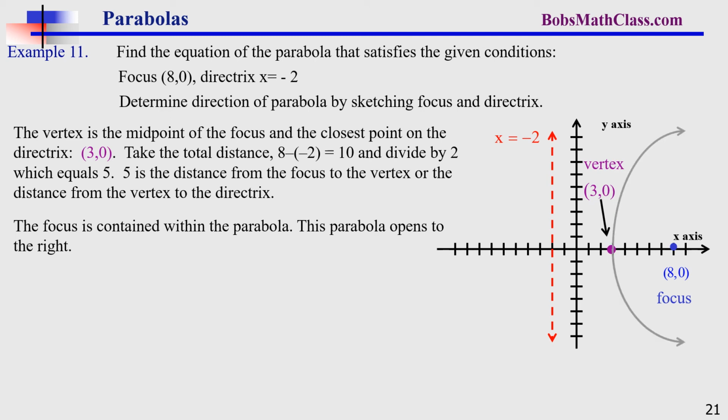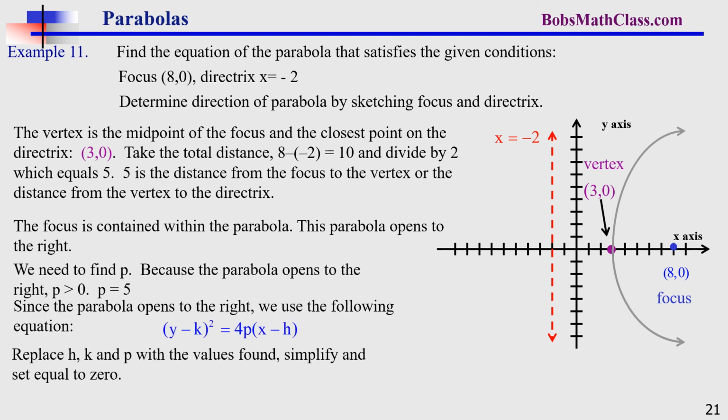We need the value of p. The distance from the vertex to the focus is 5 units. Since it opens to the right, the value of p should be positive. So p equals 5. We have our h, we have our k, we have our p. It opens to the right, so make sure you use the correct formula. Use the formula with the y that's squared. Insert everything into the formula.